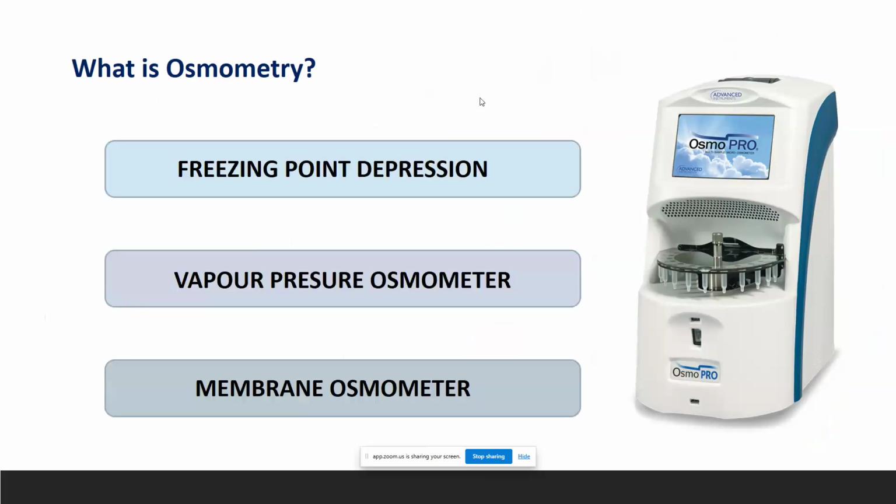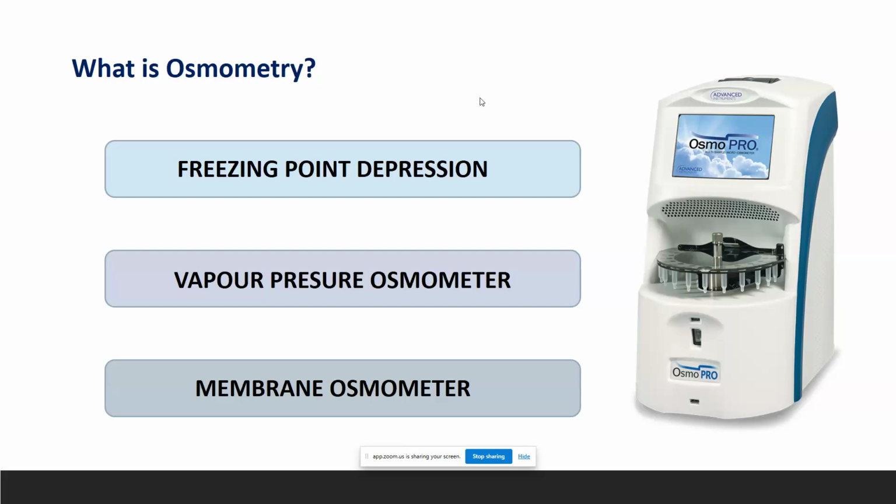Essentially, we're using an osmometer to measure colligative properties: vapor pressure, freezing point, and also membrane osmometers, which look at colloid pressure. These are the three major types of osmometers commercially available, and they each leverage a particular colligative property to achieve their analytical results.